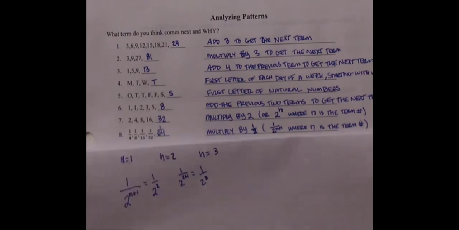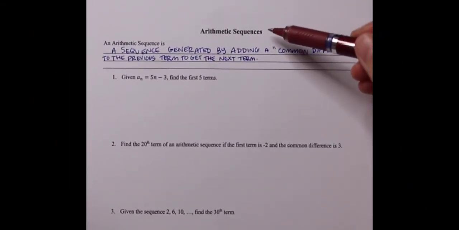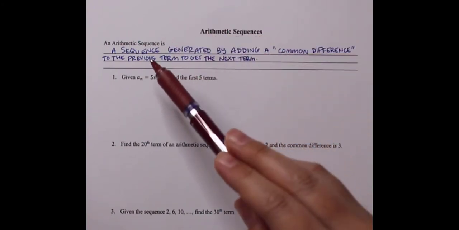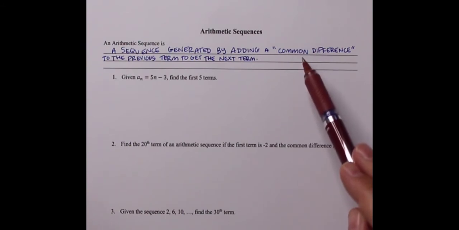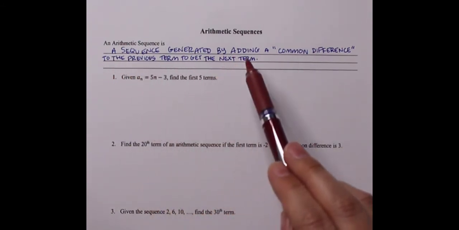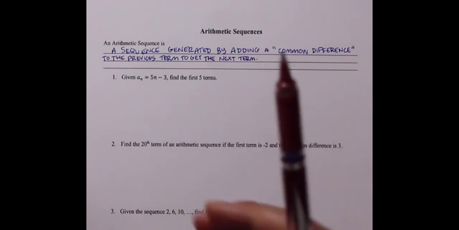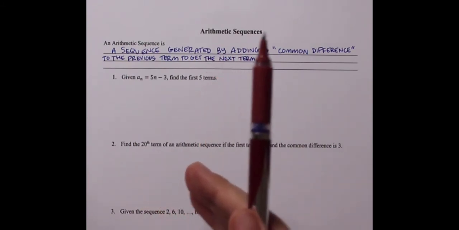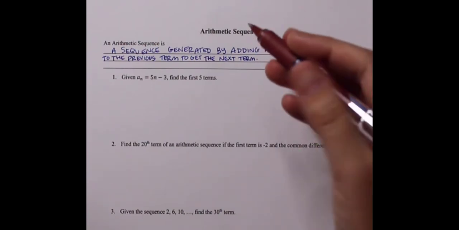Alright, so let's see what's happening on the next page. Okay, so we're going to be talking about arithmetic sequences now. This is the next page, page 24. An arithmetic sequence is a sequence that is generated by adding what we call a common difference to the previous term to get the next term. So the main idea with an arithmetic sequence is that to get the terms, you have to add. You know the first term, you add something, you get the next term. You add that same something to get the next term, and so on. And there is a formula for it.